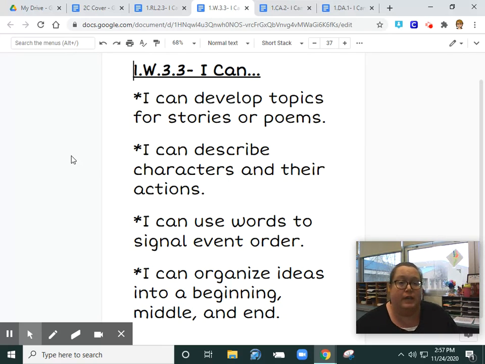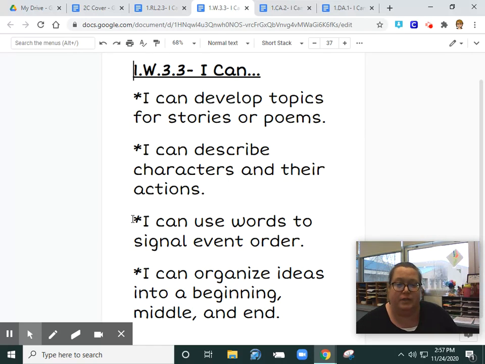This is our goal. I can develop topics for stories or poems. We're going to write a story, not a poem. So you'll be able to pick out a topic for your story, something that happened to you. I can describe characters and their actions. We're really going to focus on that and talk about people in the story, things that happened to them, and how they reacted, how they felt, what they did, those kind of things.